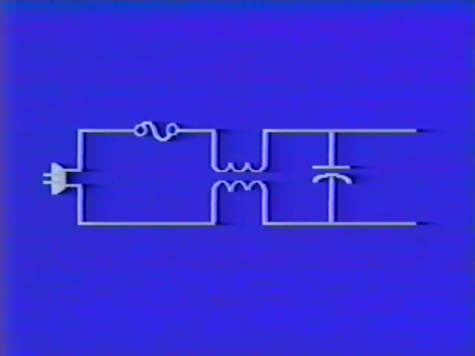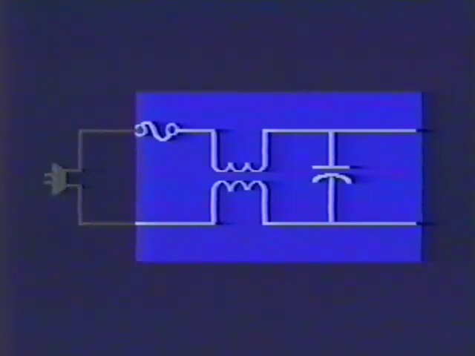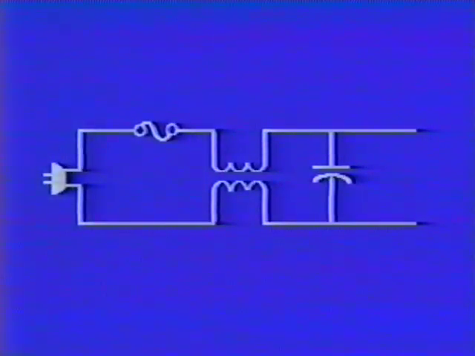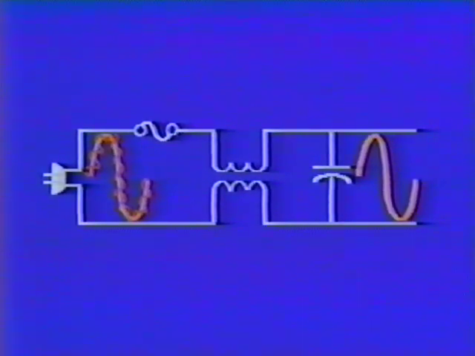The incoming line voltage is fused and often filtered as shown here. This LC network is placed across the line to prevent RF interference on the power line from entering the product through the power supply. It also prevents noise generated in the product from being sent out over the power lines.